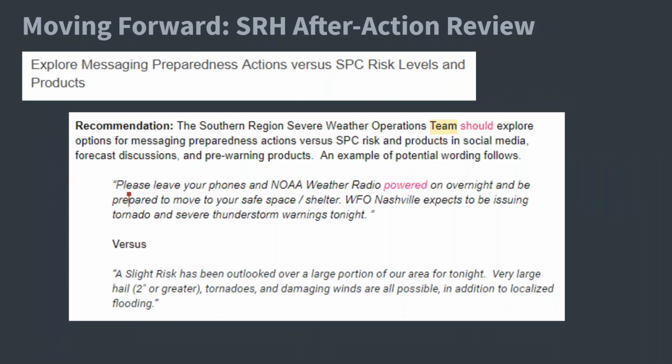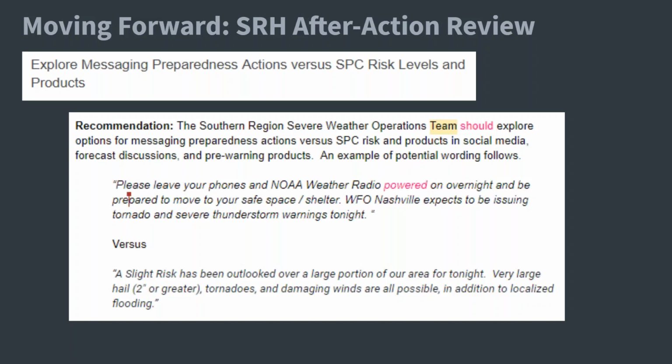And another item of encouragement, Southern Region Headquarters did do an after action review. And I actually meant to take this out. I meant this for Norman, but hey, I'll share it with another region as well. This is the draft version of the after action review. And I'm very encouraged with what they're putting in there. The number one recommendation is explore ways to communicate action.